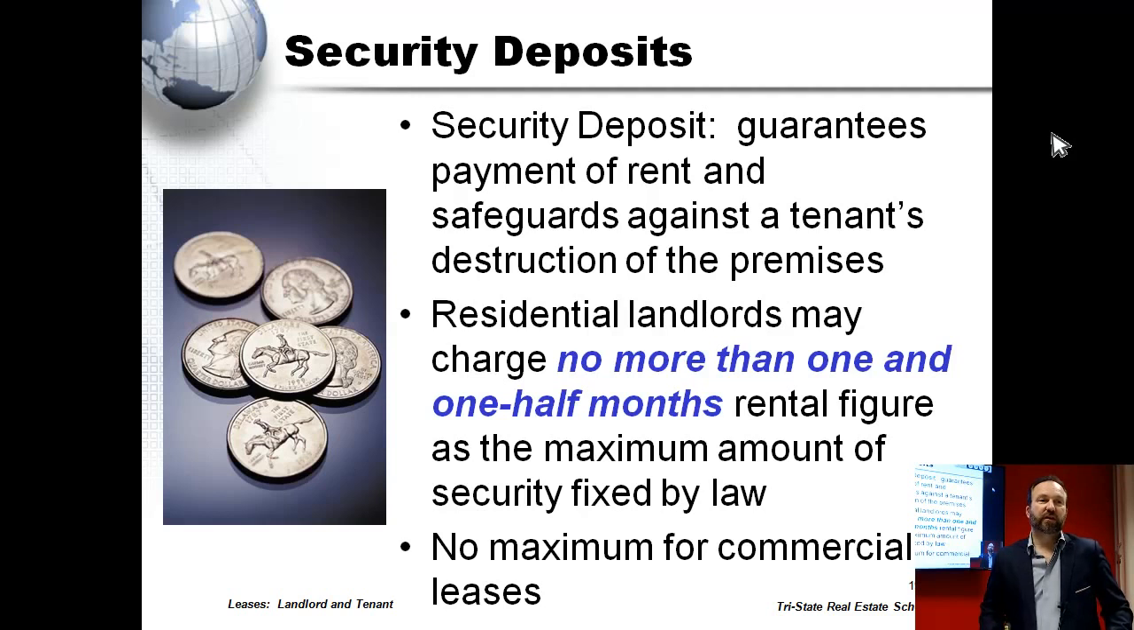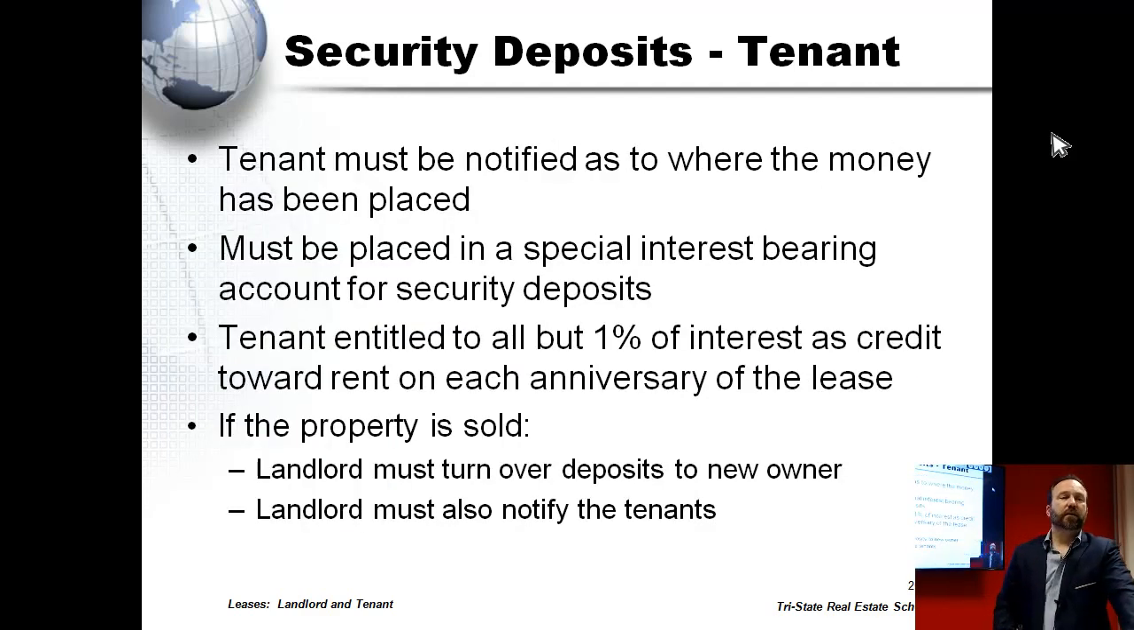Residential landlords may charge no more than 1.5 months of rental figure as a maximum amount for security, which is fixed by our law. And there's no maximum for commercial leases, so you got to keep that in mind. So if you have a commercial lease, there's no maximum. They can ask for the full year. Okay. The tenant side of security deposits, the tenant must be notified as to where the money's been placed. They have to tell them which bank account, which bank the money's being placed in.